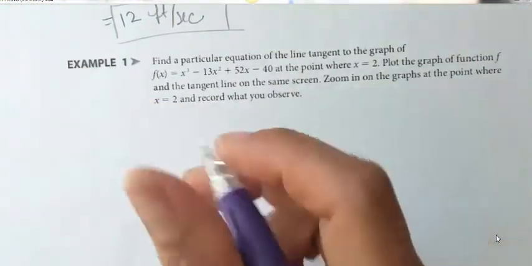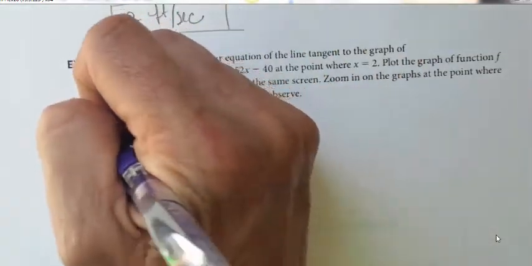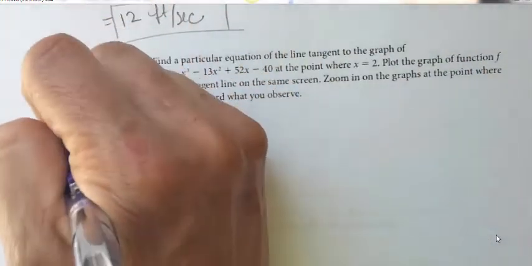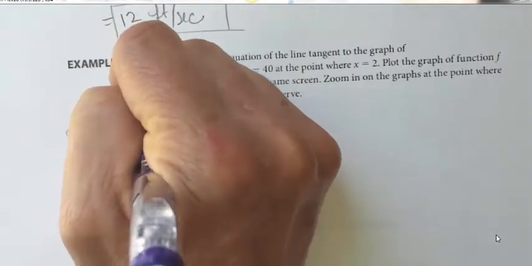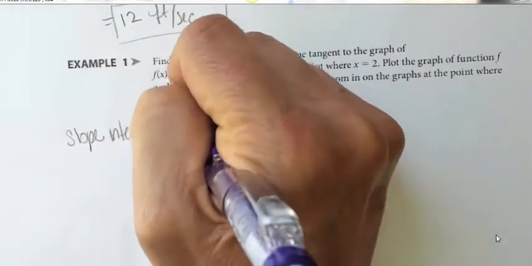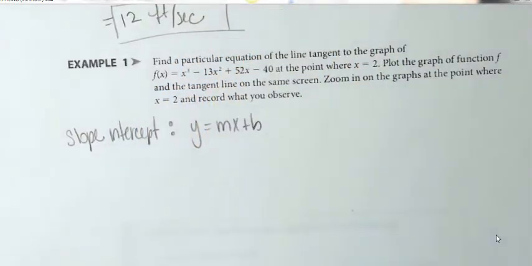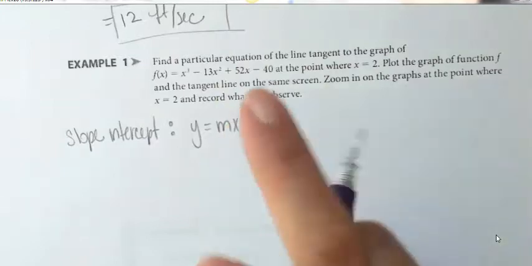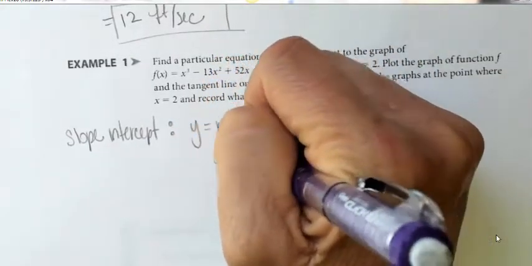first of all, we know that the equation of a line needs a couple of things. Now, if you were using, for example, slope-intercept form, you would use y equals mx plus b. Okay, so you would need the slope, and you would need the y-intercept.